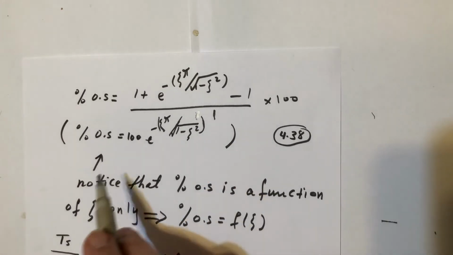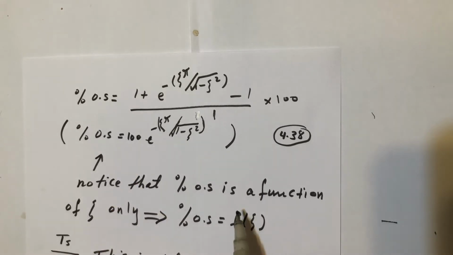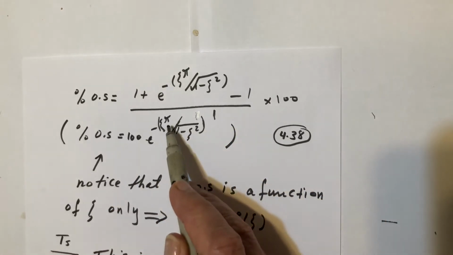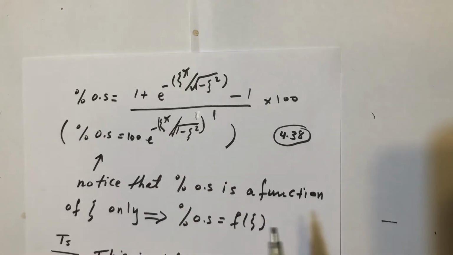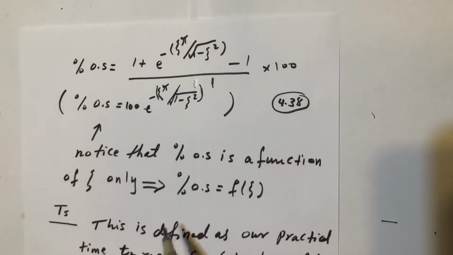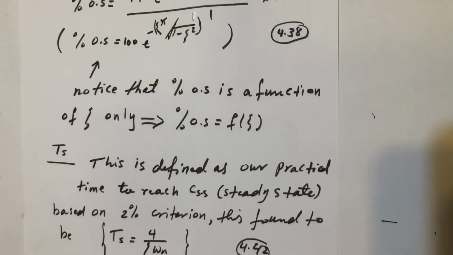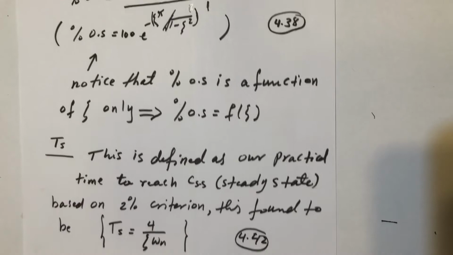Notice that this percent overshoot is a function of zeta. This is pi. You don't consider pi, this is just a number. So it is a function of zeta only. So we can say percent overshoot is a function of zeta. I'll give you a graph of percent overshoot against zeta, and I'll finish those, then I'll give you the graph.